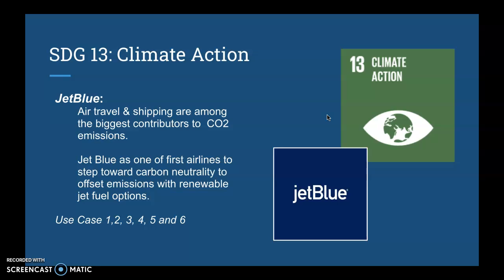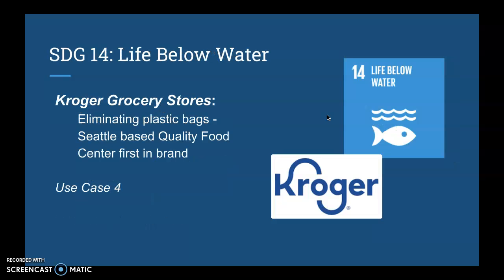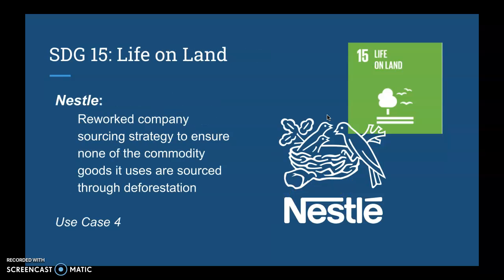And SDG 13, looking at climate action. For JetBlue, air travel and shipping are among the biggest contributors to CO2 emissions, and JetBlue was one of the first airlines to step forward on carbon neutrality, offsetting emissions with renewable jet fuel options. And looking at life below water, Kroger grocery stores are eliminating plastic bags, with Seattle-based Quality Food Center first in the brand. For life on land, Nestle reworked its company resourcing strategy to ensure none of the commodity goods it uses are sourced through deforestation.